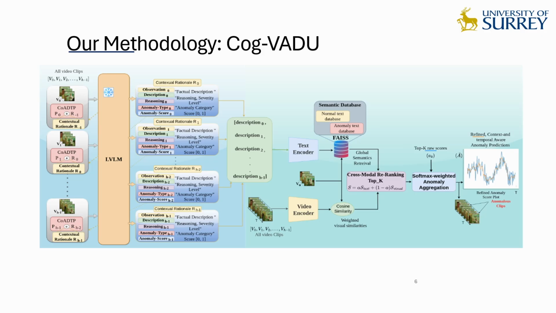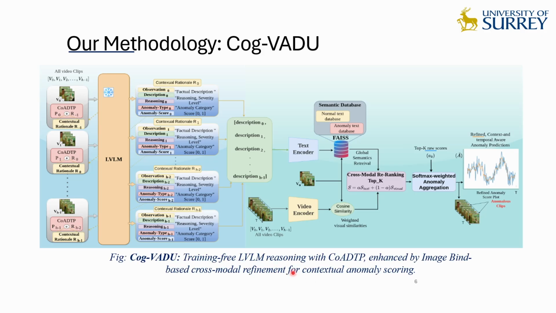So let's go through our architecture. This is the architecture of our methodology, Cog-VADU. As you can see, first this is a pre-trained model that is frozen. We divide the video into segments and pass those segments to the model. For example, we first pass segment zero along with our chain of anomaly detection thought prompt, and then we get a response.